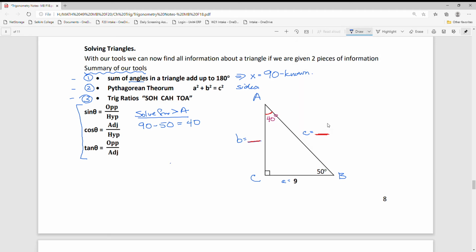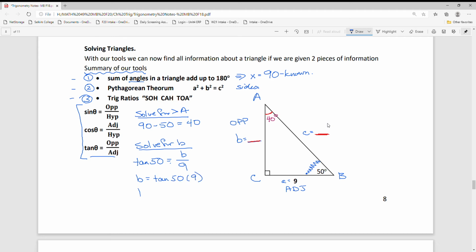The next thing I'm going to do is choose a side to work on. I'm going to solve for side B. I'll look at the angle I was given and label the sides that I know. This side is adjacent, and if I'm looking to solve for side B, that is opposite. That means I'm dealing with the trig ratio of tangent. So tan 50 equals B over 9, and solving for B, B equals tan 50 times 9.